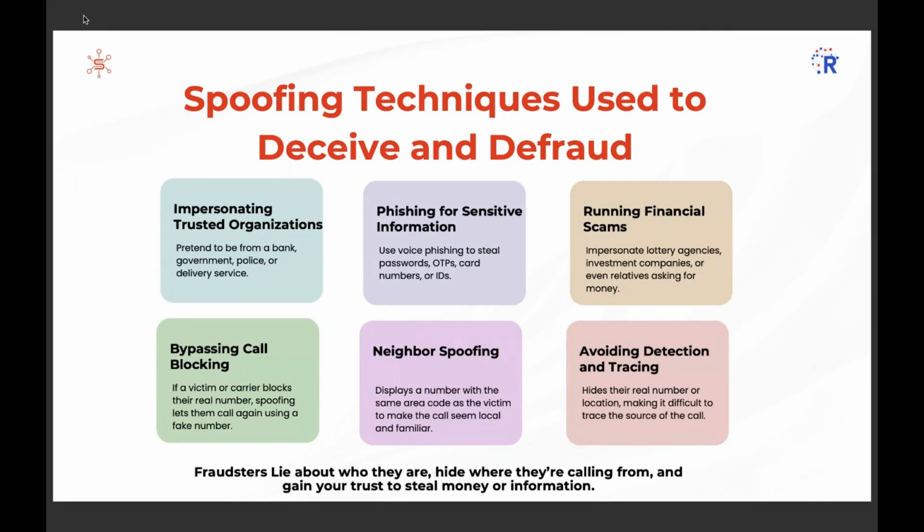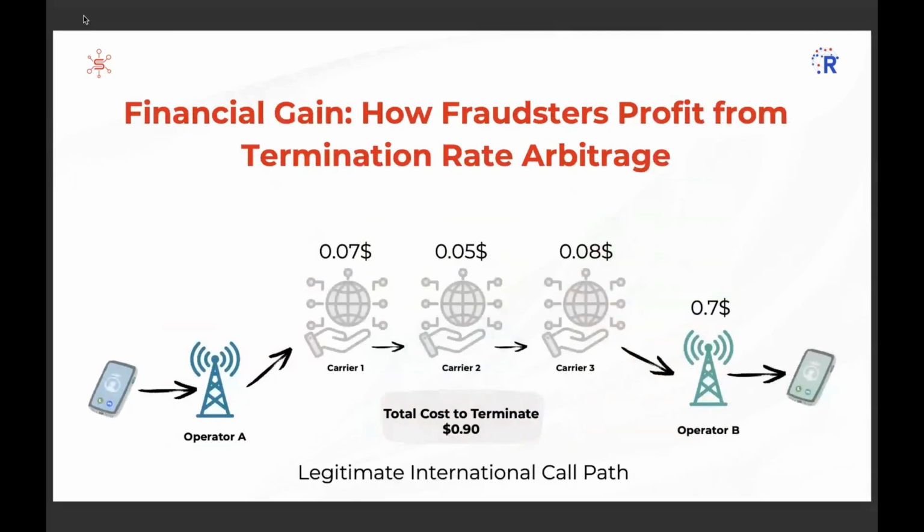Spoofing also helps them bypass protections. If someone has blocked them before, or if the carrier is trying to filter scam calls, spoofing a new or local looking number helps them get through. These techniques, known as neighbor spoofing, make the call seem familiar, so people are more likely to pick up. And finally, spoofing gives them cover. By faking their number, they can hide their real identity and location. This makes it much harder and sometimes impossible to trace the call back to its source. So as you can see, spoofing is a powerful tool for deception, and it plays a central role in many modern scams.